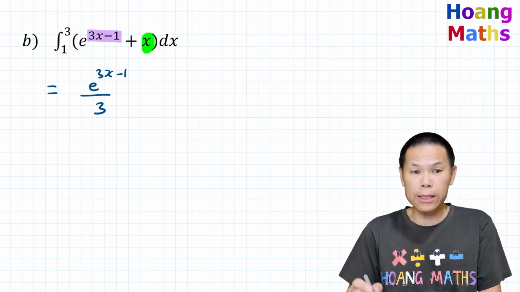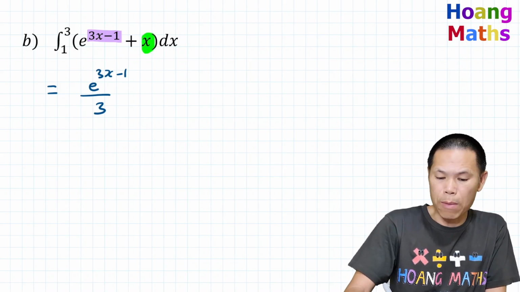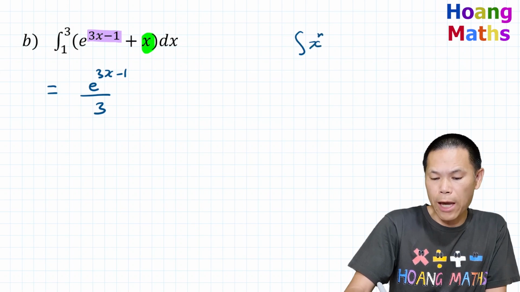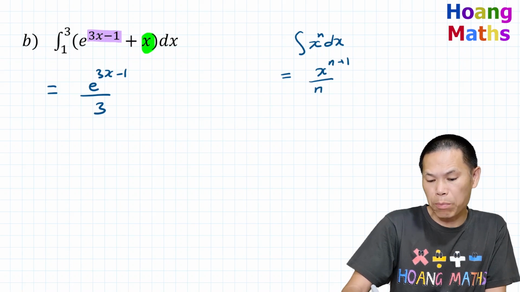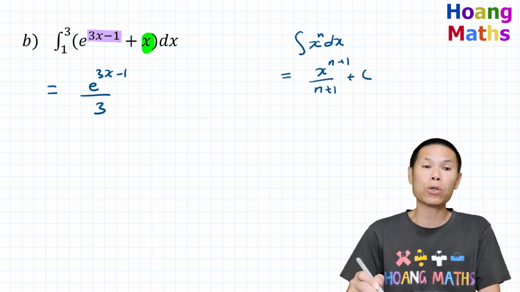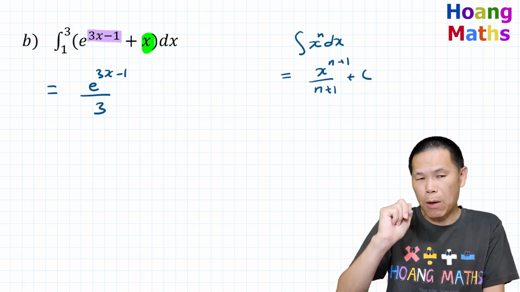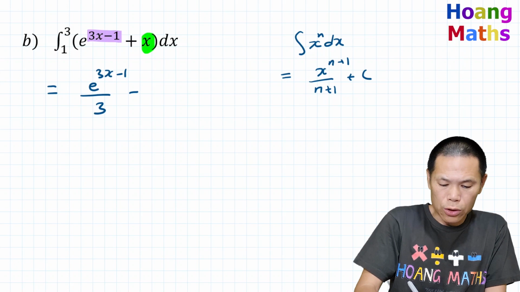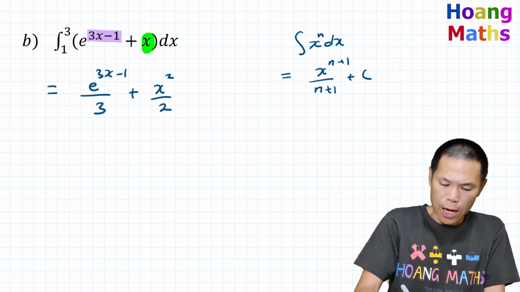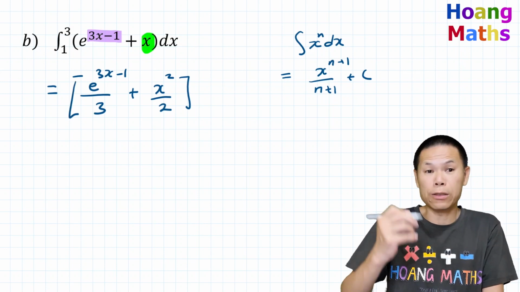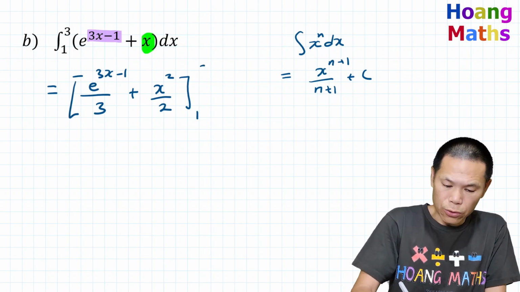Then we need to integrate this. Integrating x gives me x squared. Remember, integrating x to the power of n dx gives x to the power of n plus 1, divided by n plus 1, and add a constant, of course, for indefinite integrations. So x means x to the power 1, so 1 plus 1 is 2. So x to the power of 2, and then we divide by 2. And that's it. So now it's from 1 to 3.